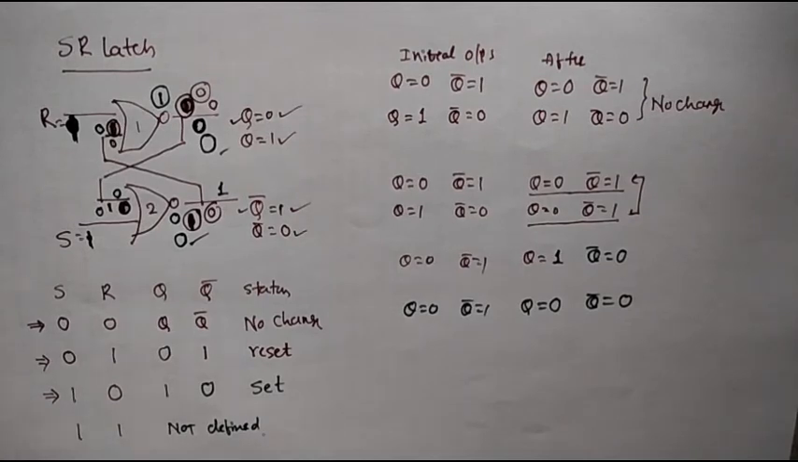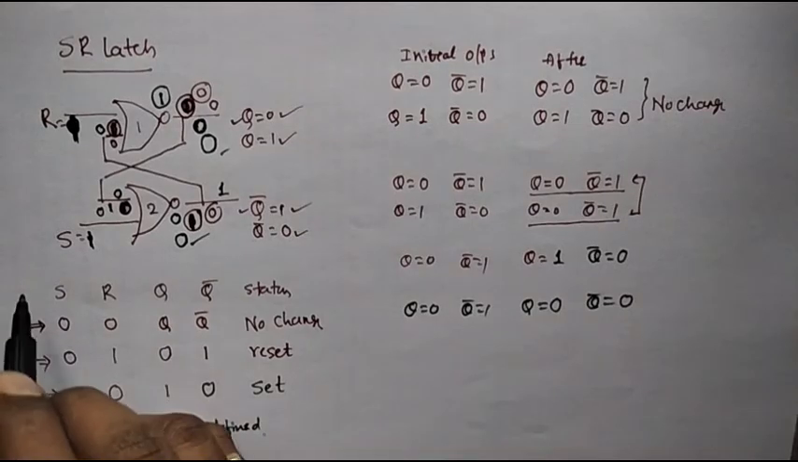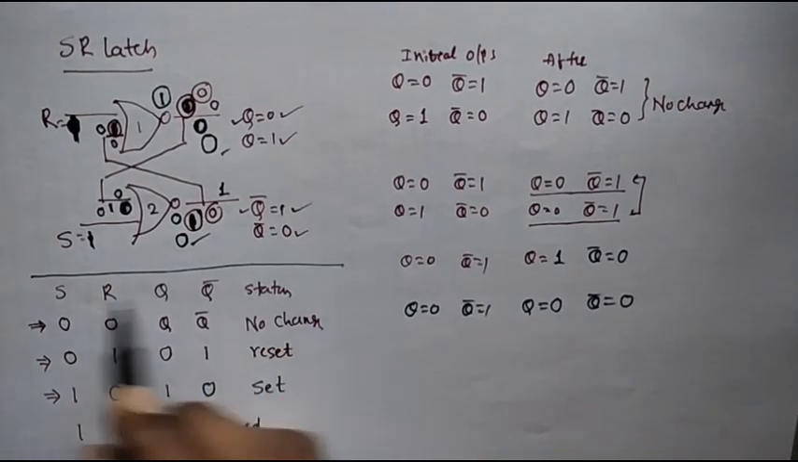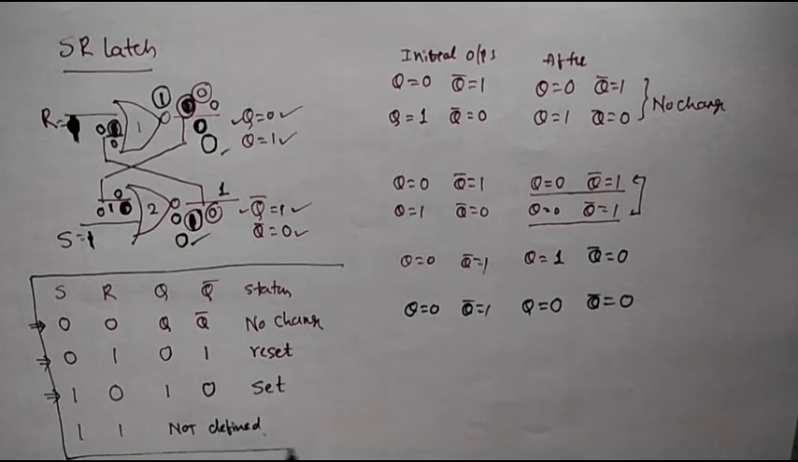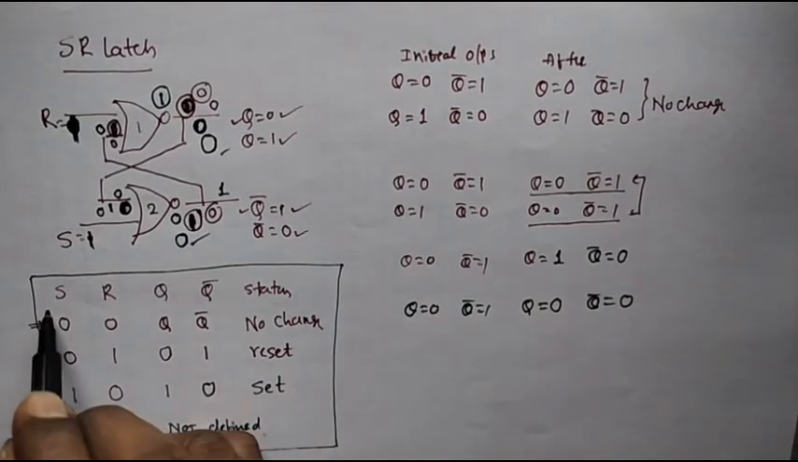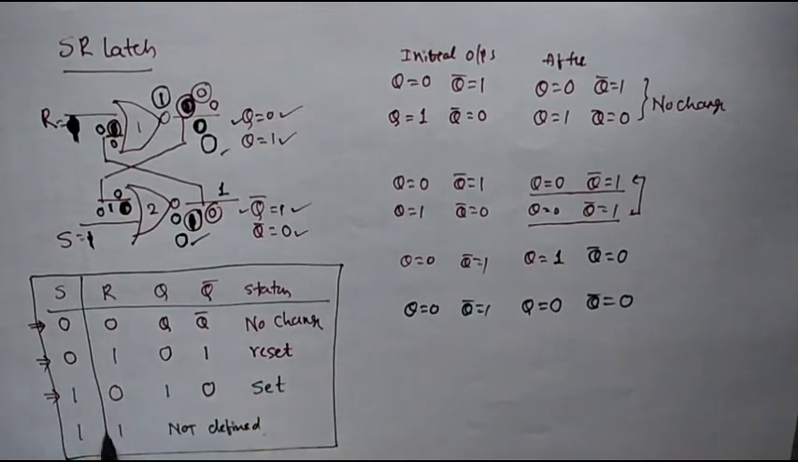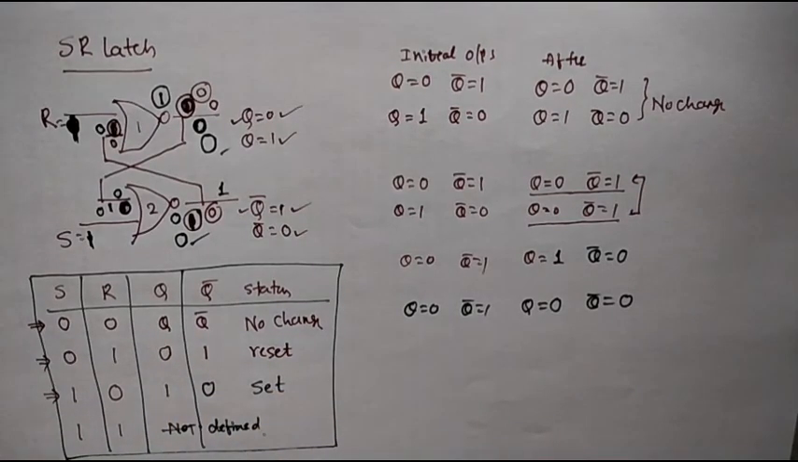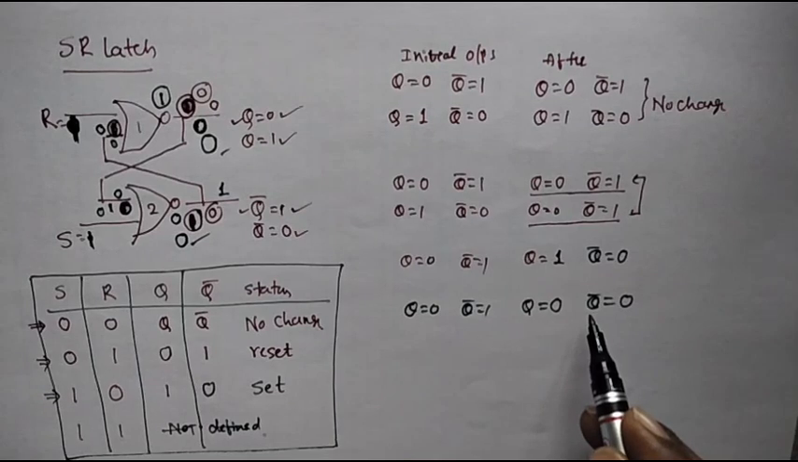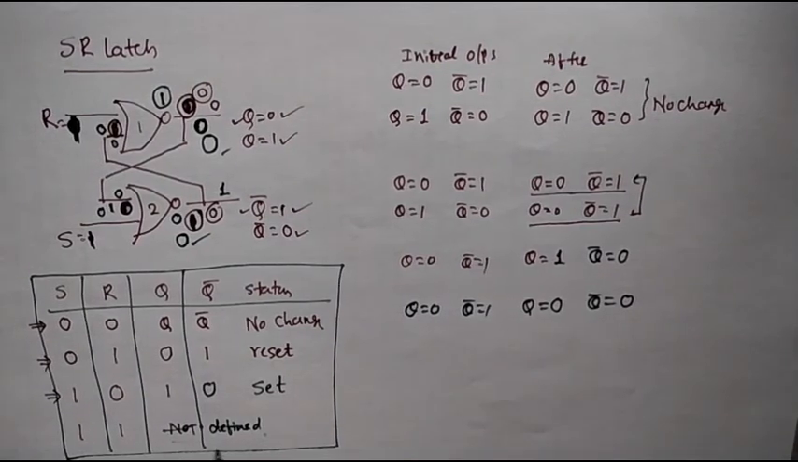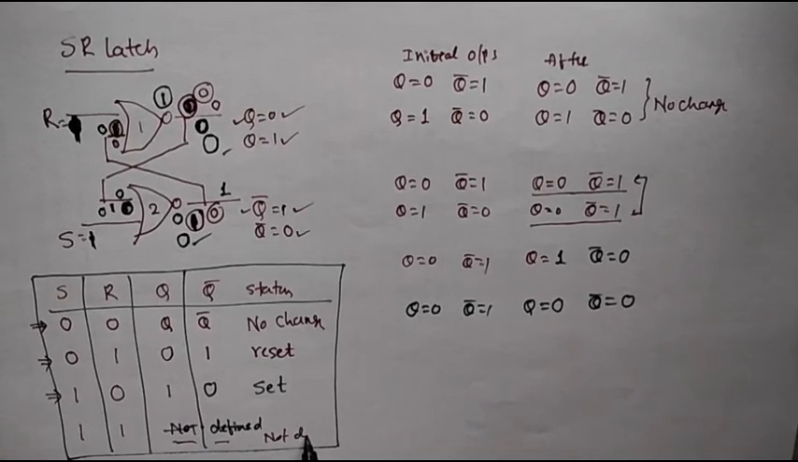So this is the working of the SR flip-flop, and this is the truth table of the SR latch. When both the inputs are 1 and 1, it produces the same output at Q and Q bar. It means the status will be not defined.